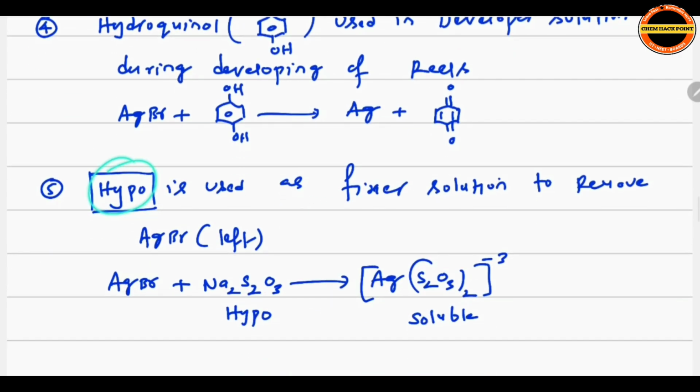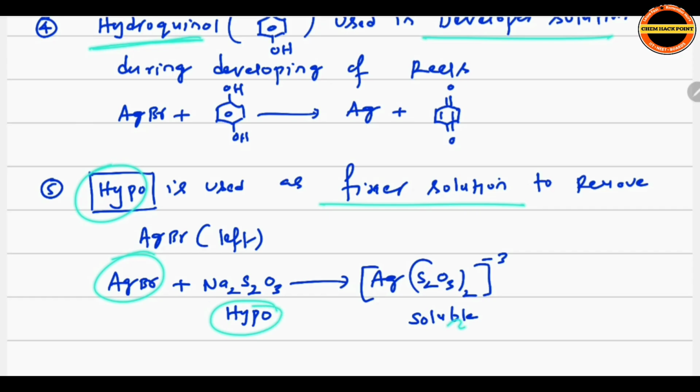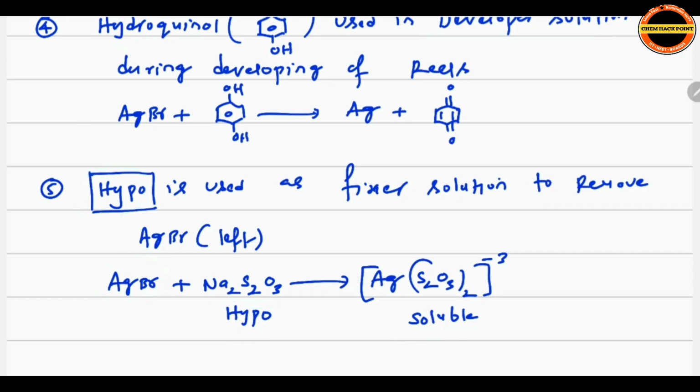Just remember, developer solution is used in development of reels. Hypo is used as fixer solution to remove AgBr present on black and white reels. Photographic reels are coated with AgBr. Excess AgBr is removed by using hypo solution, during development of reels only. It is the overall process. Fixer solution is hypo, developer solution is hydroquinol. AgBr reacts with hypo, forming one soluble complex, [Ag(S₂O₃)₂]³⁻.